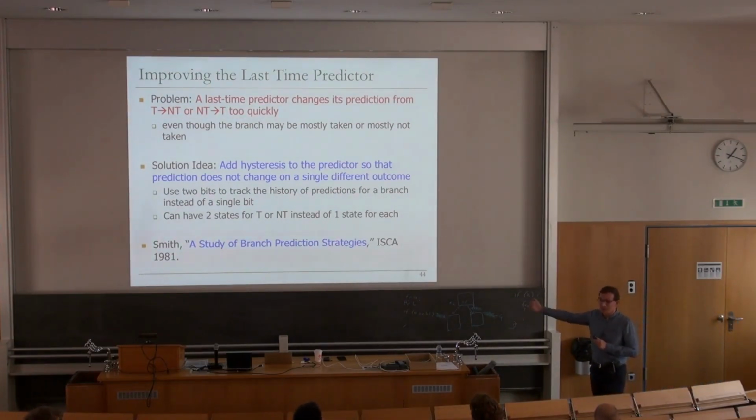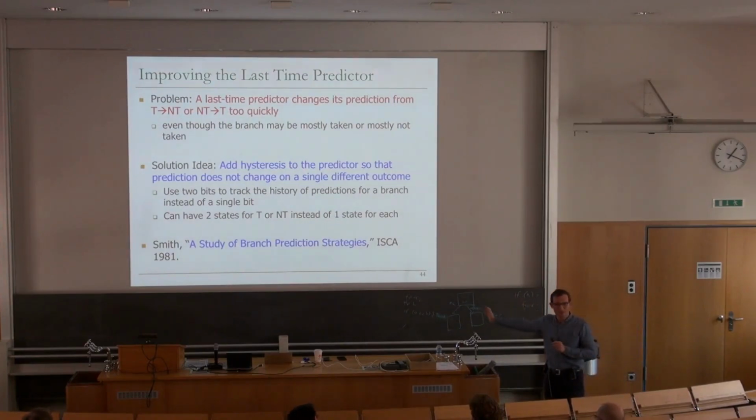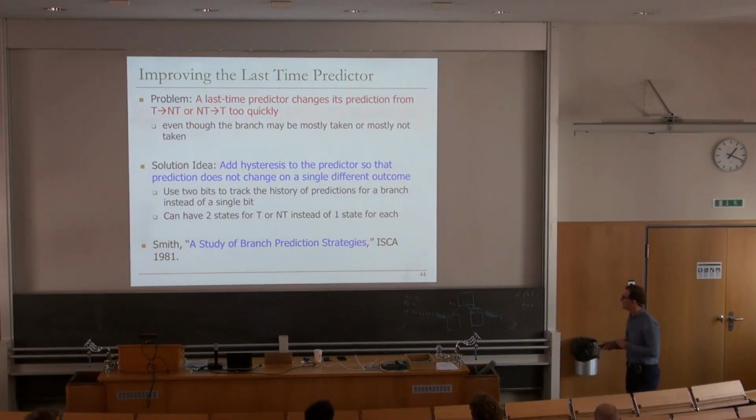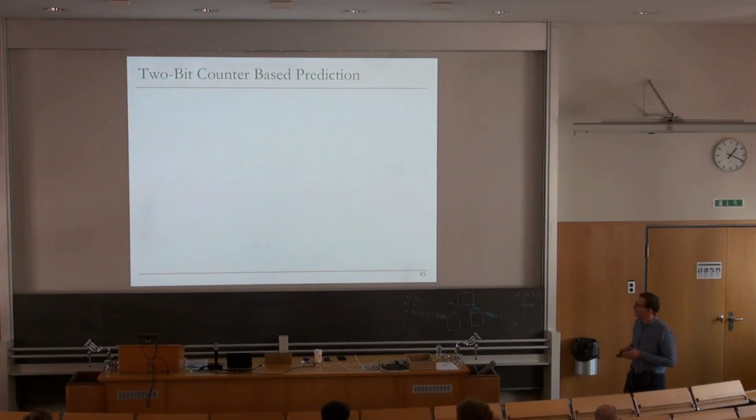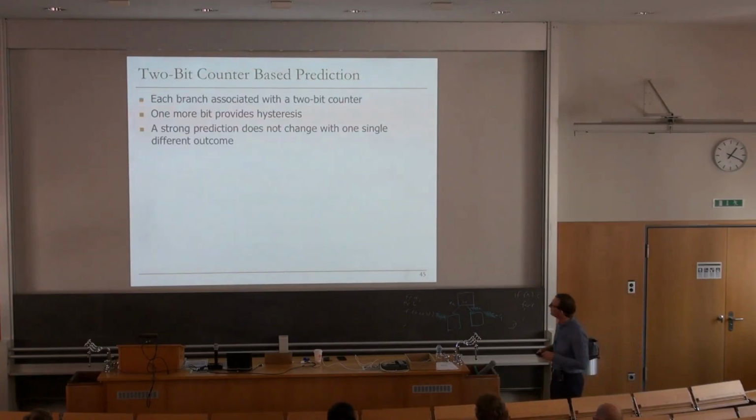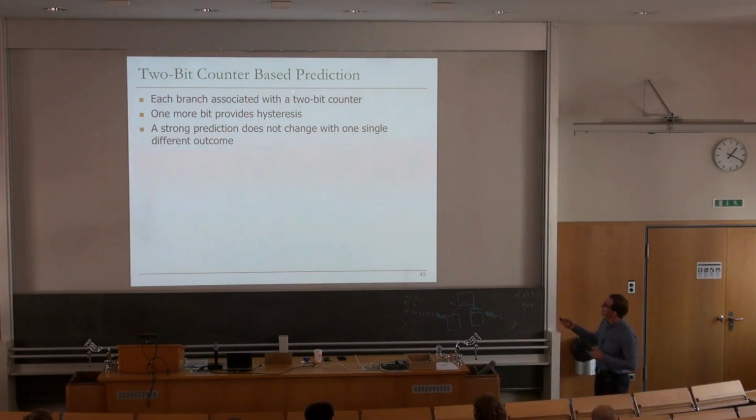I believe this has won the ISCA Test of Time Award at some point in time, if that award was instituted. That looked at a lot of different branch prediction strategies and introduced this 2-bit predictor. This is called 2-bit counter-based predictor. It's also called bimodal predictor. Each branch is associated with a 2-bit counter. 1 more bit provides the hysteresis that we wanted.